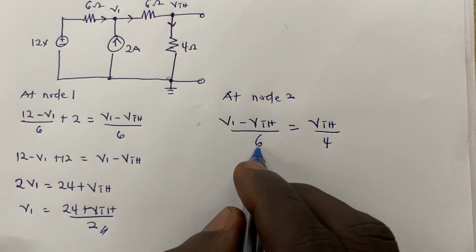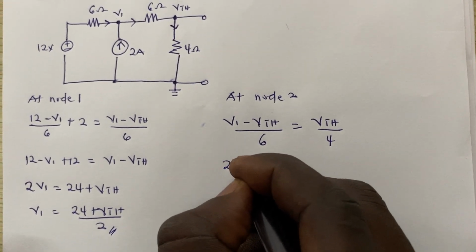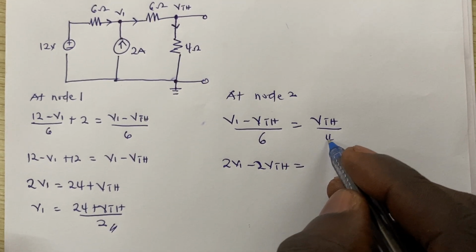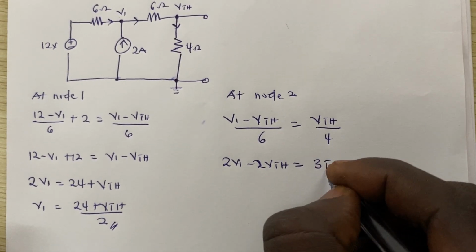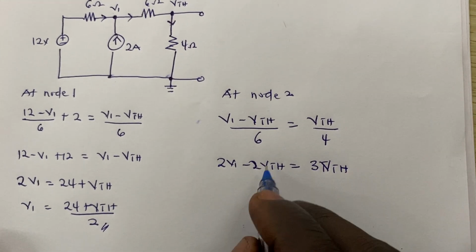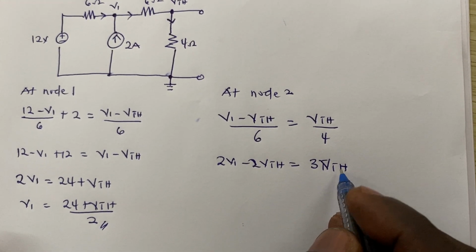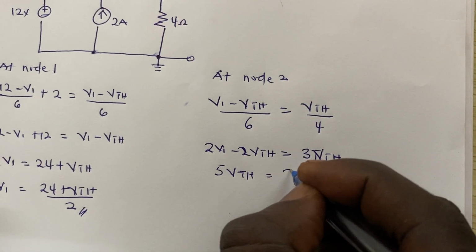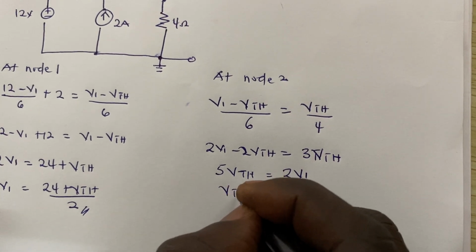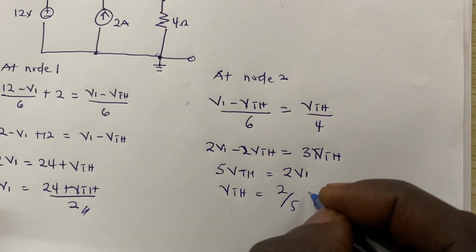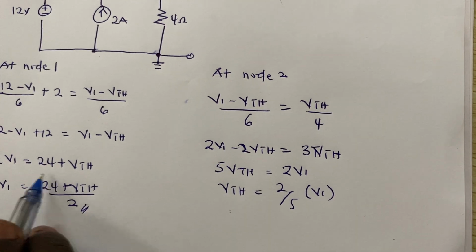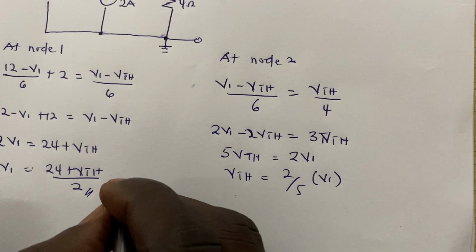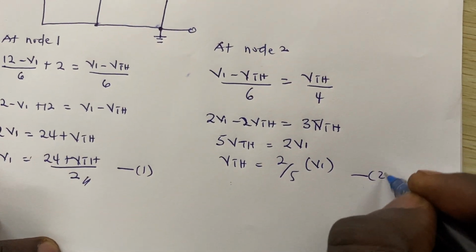And 6 goes into 12 2 times, so you are going to get 2V1 minus 2VTH, right, is equal to, here we can see that 4 goes into 12 3 times, so 3VTH, right? When this crosses and comes here, we are going to get 5 VTH. So 5 VTH is equal to 2V1. So VTH is 2 on 5 times V1, right? And we already know our value for V1 here, so we can just substitute it in this, right?